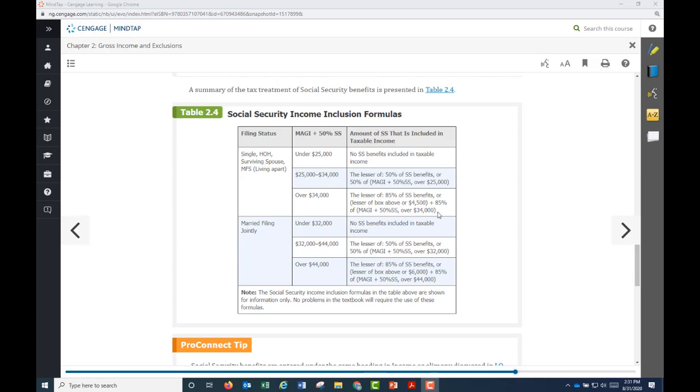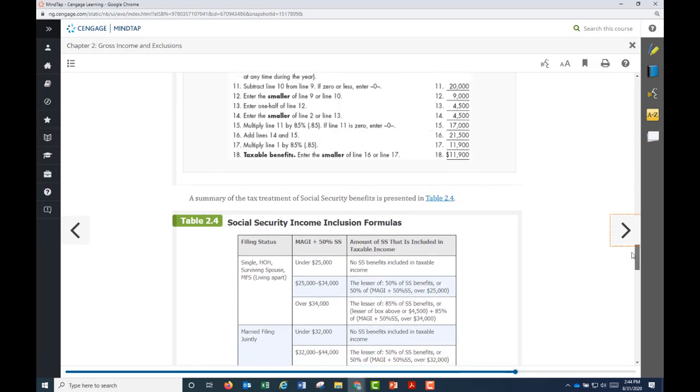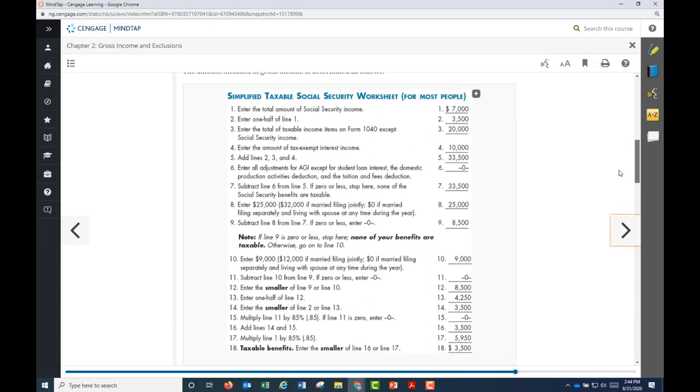Now you get my point that it's pretty complicated, right? The calculation for married filing jointly is the same but utilizes different numbers for the threshold and the range. The calculation could be aided by using what's called a simplified taxable Social Security worksheet. It lays out the calculation I just talked about in a series of steps.